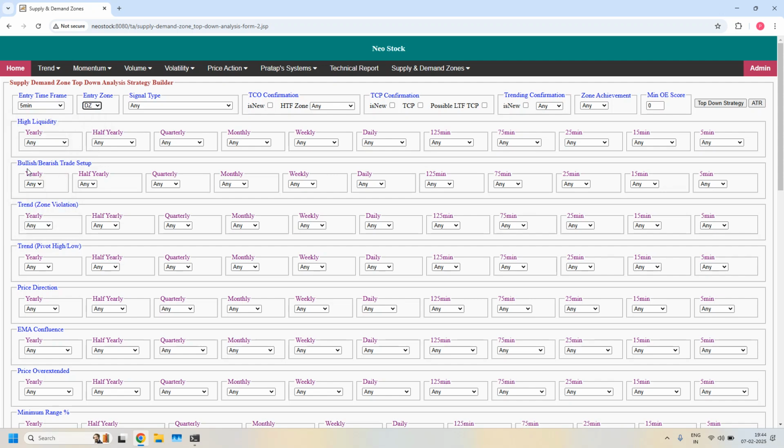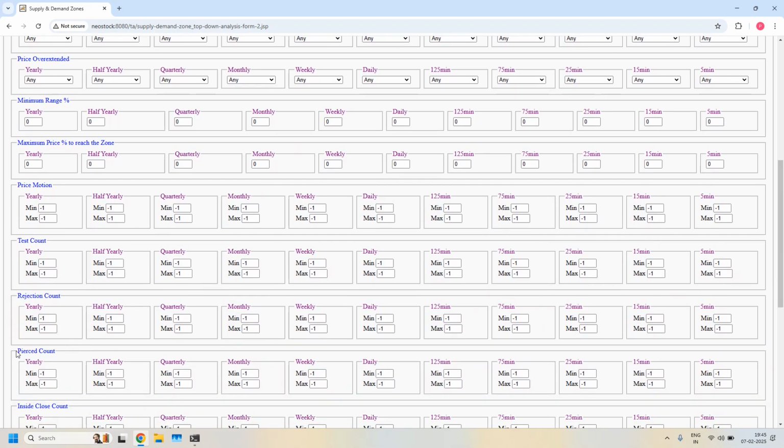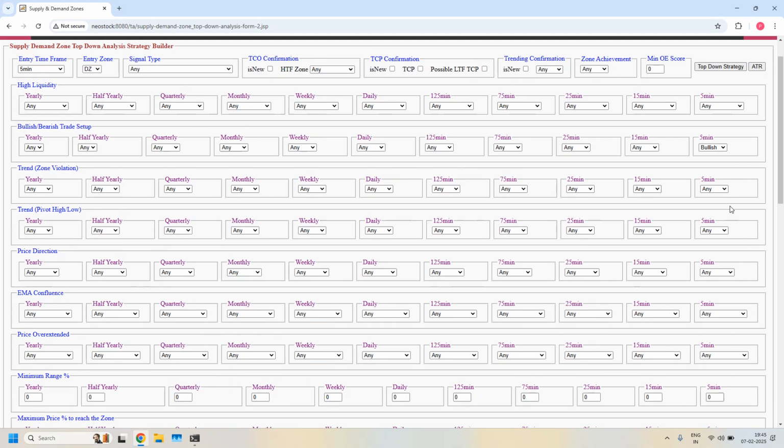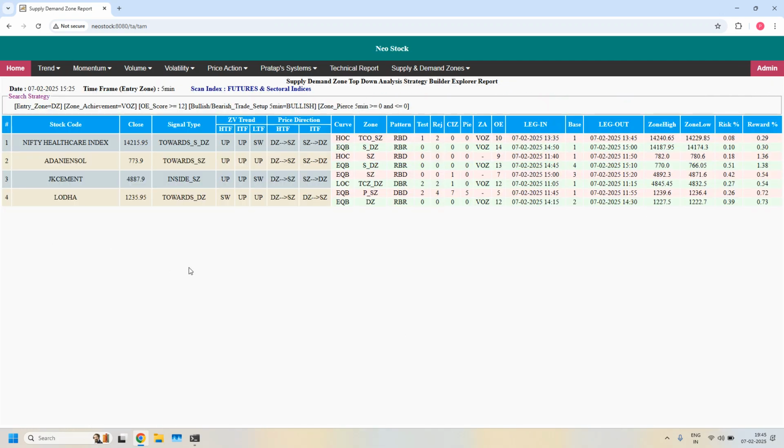Entry zone, demand zone. In bullish or bearish trade setup, at 5 minutes time frame I am selecting bullish, and 5 minutes demand zone should not be pierced. So in the pierced count at 5 minutes time frame I am setting minimum value 0, maximum value 0, zone achievement violated opposing zone, minimum odd enhancer score 12. All three filters are applied to 5 minutes demand zone. Let us filter the stocks. We got 4 stocks. Currently these 4 stocks are supporting bullish trade setup for hourly income trade. Entry time frame is 5 minutes demand zones.